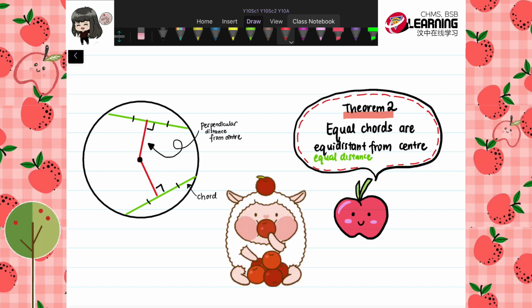Okay, look at my cute apple. When was your last time eating an apple? Go to your fridge and get an apple if you have it. Please munch and eat it, because an apple is good for your health.